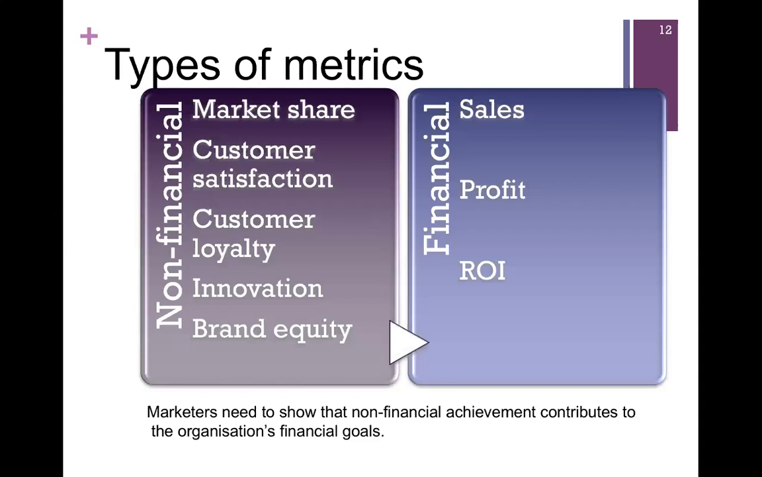Now, this is about the types of metrics that marketers normally consider. There are two types of metrics. The first one is financial-related metrics. Here we talk about anything related to dollars, like sales, profit, or ROI. The other one is non-financial metrics, which are the other variables that affect the achievement of financial metrics. The non-financial metrics include market share, the customer satisfaction that we just talked about, customer loyalty, the brand, and innovation. In today's business landscape, we can also include digital metrics.